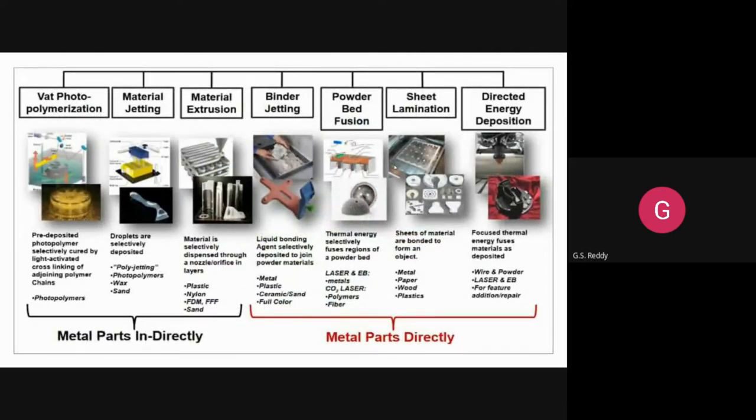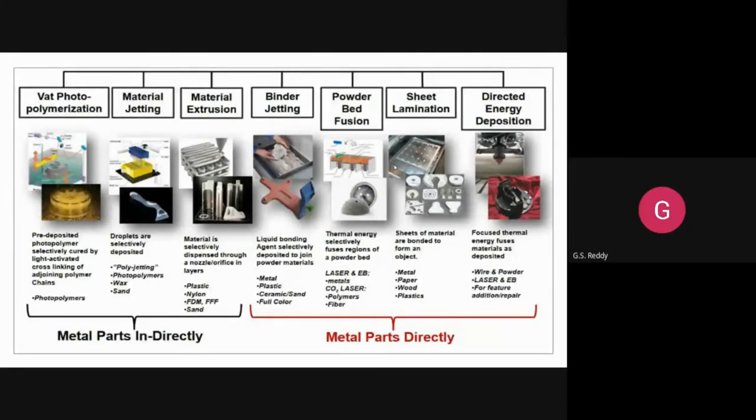As per the ASTM definition, additive manufacturing has been classified into seven categories: VAT photopolymerization, material jetting, material extrusion, binder jetting, powder bed fusion, sheet lamination, and directed energy deposition. Out of these seven, the four on the right-hand side are for metal additive manufacturing, and the three on the left-hand side are for non-metal parts, but indirectly, these days, photopolymerization, material jetting, and material extrusion are also being used for metals.